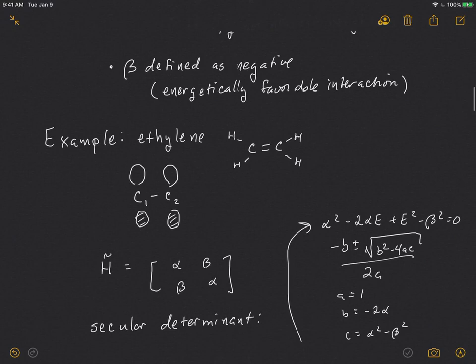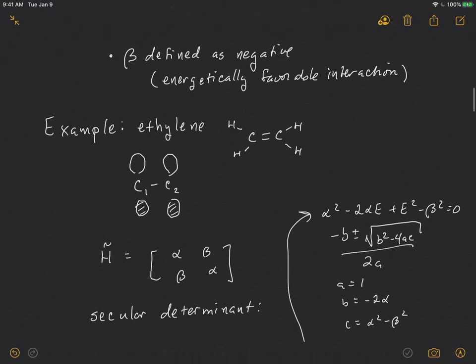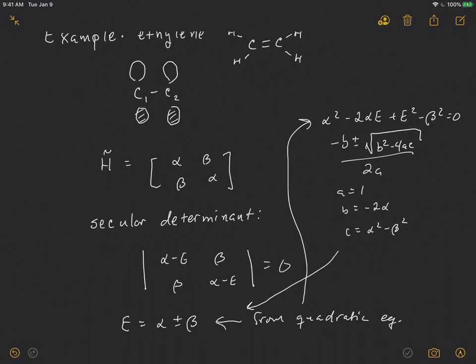Then our Huckel matrix looks like this. We've got alphas along the diagonal, betas in the two other corners. And this gives rise to a secular determinant. Basically, we subtract E along the diagonal. So we get alpha minus E, beta, beta, alpha minus E. Those are the elements. And then, of course, we want to take the determinant of this matrix and set that determinant equal to 0.